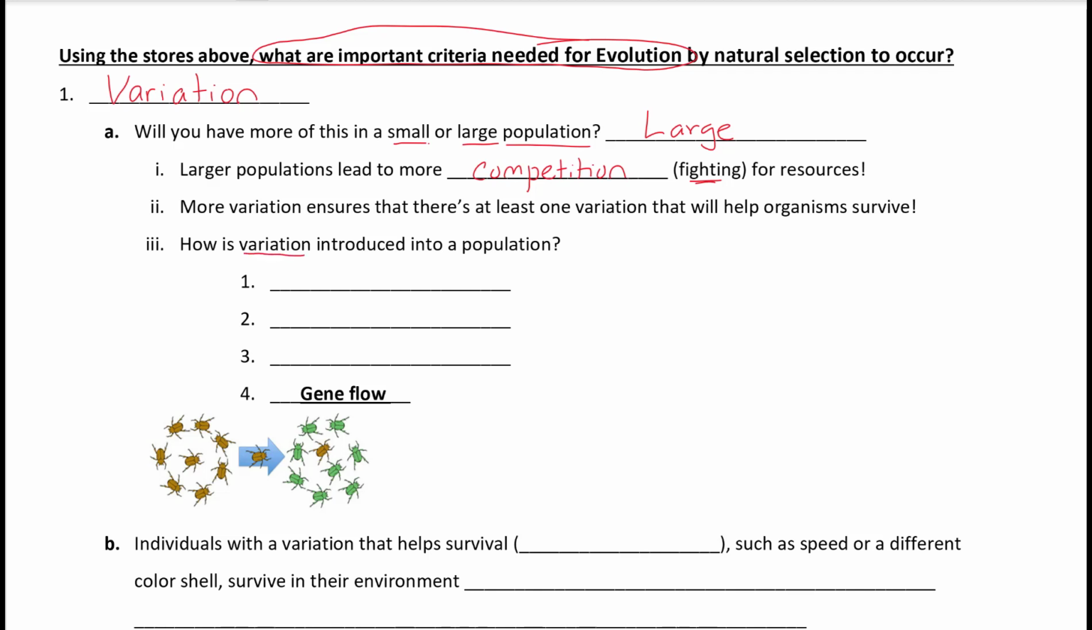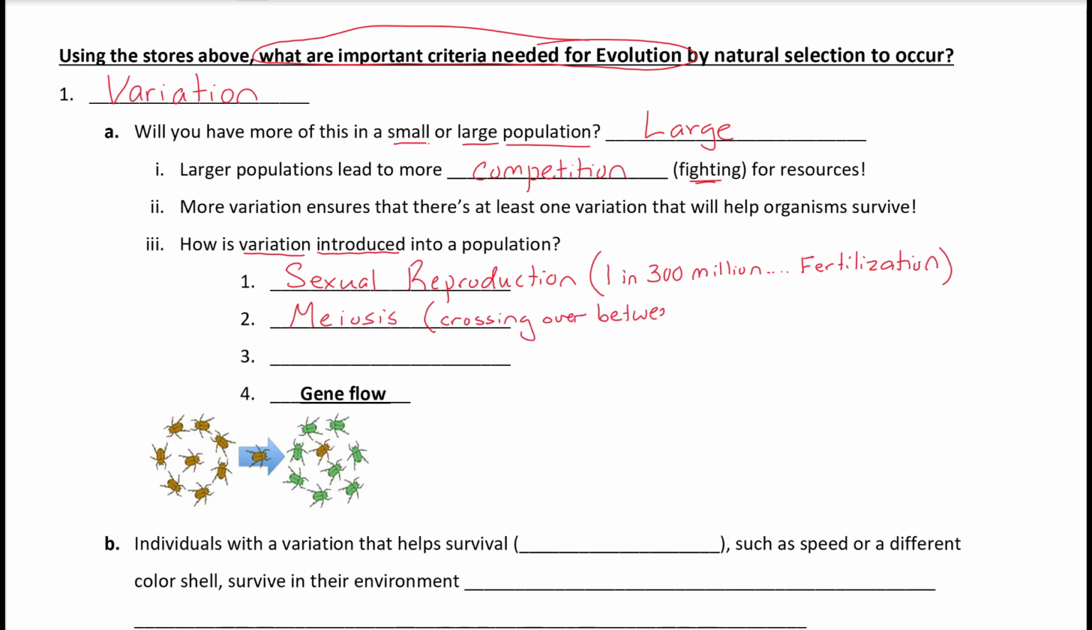Variation is introduced in multiple ways. 1, sexual reproduction. I always say you're 1 in 300 million, not 1 in a million. 300 million sperm swim to the egg, but only one of those sperm hits the egg. That sperm led to you. Had any other sperm hit it, you would never exist.